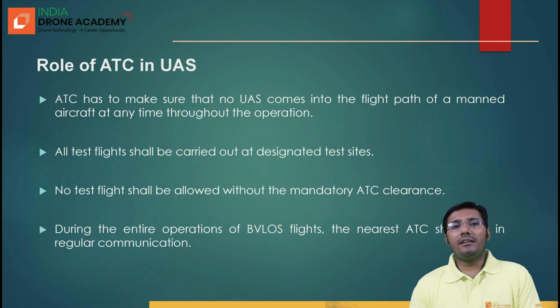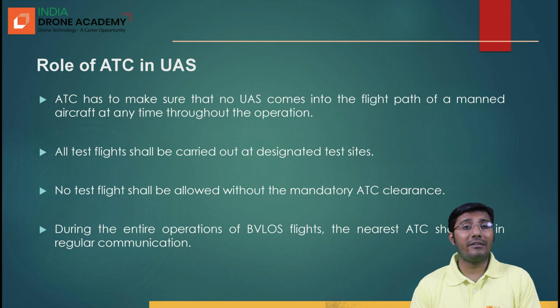Role of ATC in unmanned aircraft systems. ATC has to make sure that no unmanned aircraft system comes into the flight path of a manned aircraft at any time throughout the operation. All the test flights of unmanned aircraft systems shall be carried out at designated test sites only. No test flights shall be allowed without the mandatory ATC clearance. During the entire operation of BVLOS flights, the nearest ATC shall be informed and in regular communication with the remote pilot.